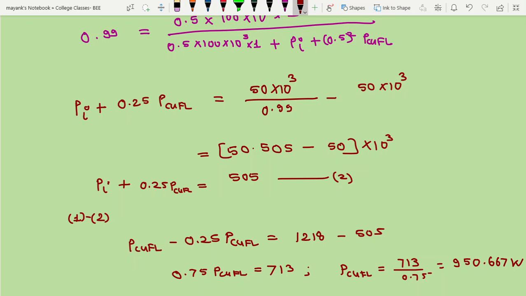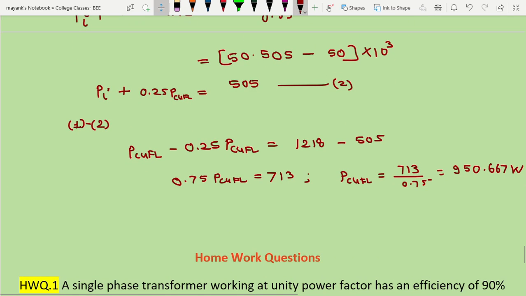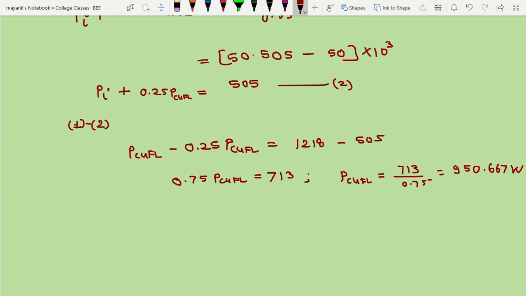What is the unit for losses here? Watts only. So always remember the unit and do not forget to use that unit while you answer questions here. Now this is full load copper losses. Now if you have to state iron losses, use one of the equations and then answer it.